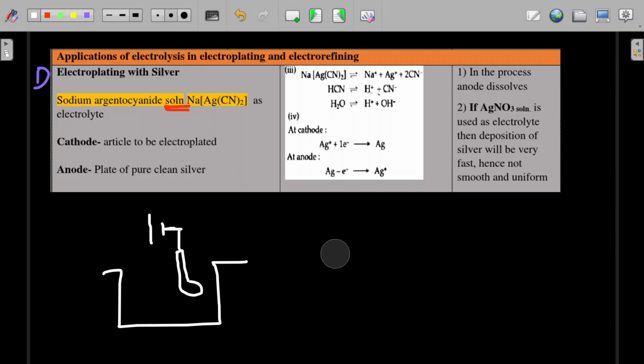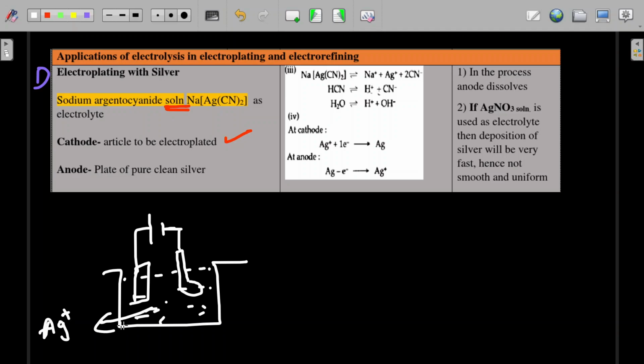The material or article to be electroplated you have to take as the cathode, and the anode should be your desired metal which you want to deposit on the spoon, and your electrolyte should be the one which contains the metal which you want to deposit. In this case it should contain silver ions, that is sodium argentocyanide solution.